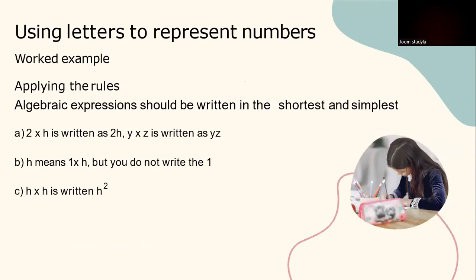Using letters to represent numbers, applying the rules, algebraic expressions should be written in the shortest and simplest way. 2 multiplied by h is written as 2h. Y multiplied by z is written as yz. 1h means once multiplied by h, but you do not write the 1. And h multiplied by h is written as h to the power of 2.